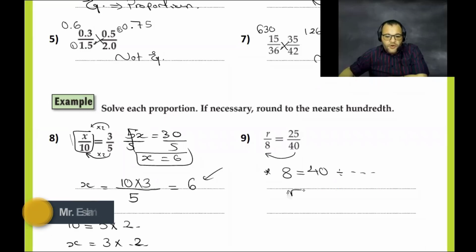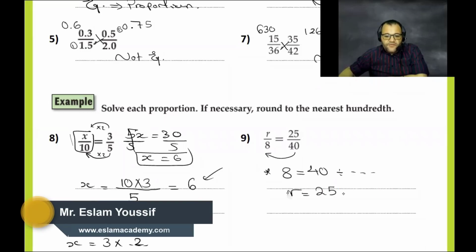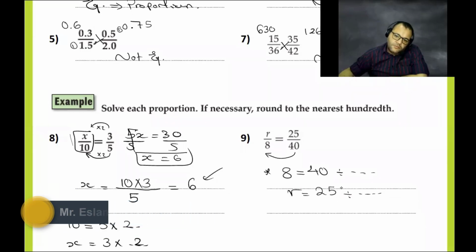So now we have R equals 25 divided by the same number. Wait a second. 40 divided by what equals 8?